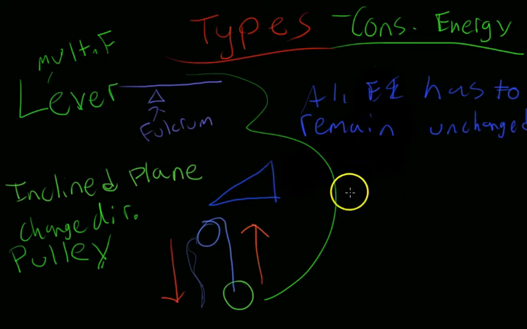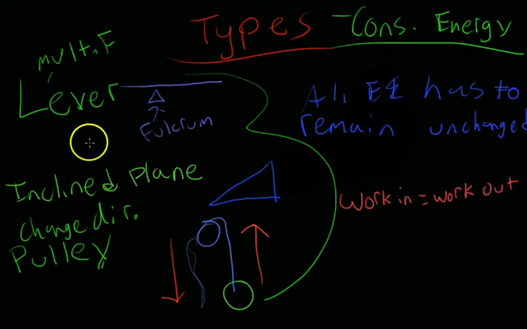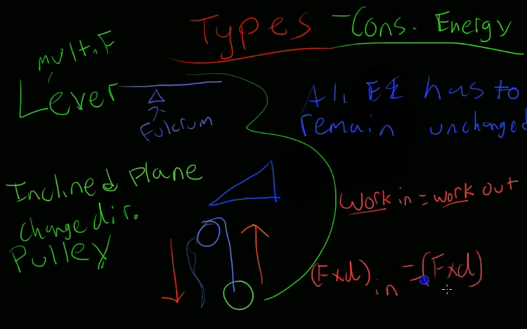So work input, write it in a different color. Work in must always equal work out, right? And another way to write this is, because we know what work is, force times distance in must always equal force times distance out, right? So pretty simple, because we're always going to be talking about work when we're talking about energy.